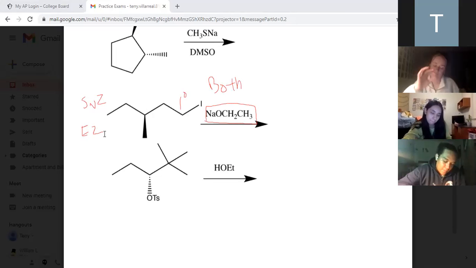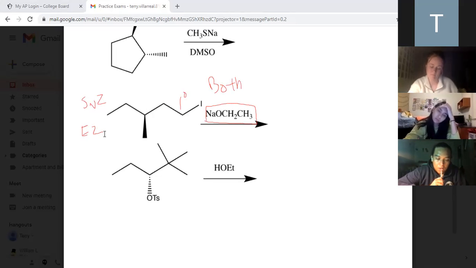So here's the tricky part. What is favored now? SN2 or E2? Think back to all that I have taught you. Think back to the first problem we did. What was in that first problem that's different from this one? There was heat. So since we don't have heat, what's favored? SN2 is going to be favored.